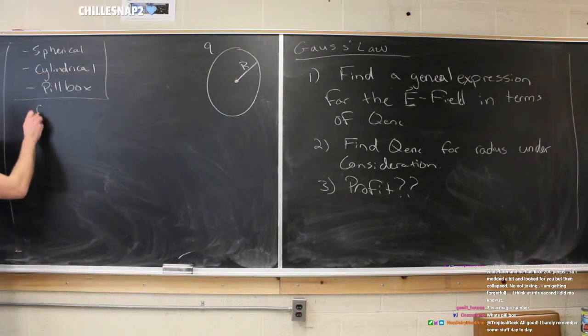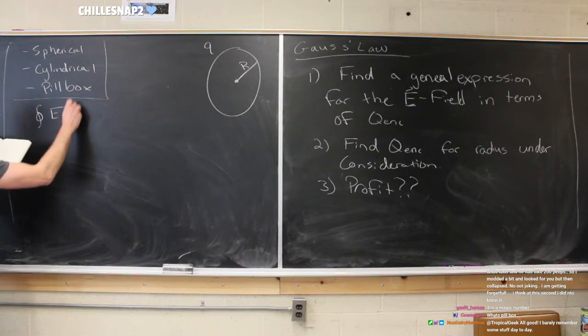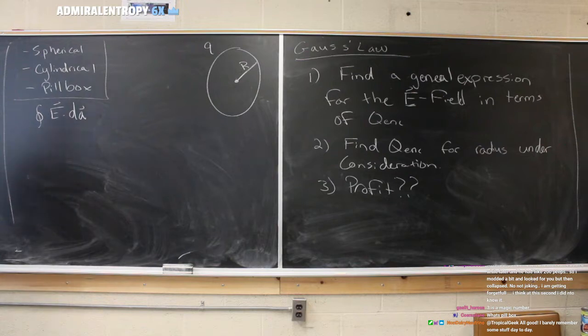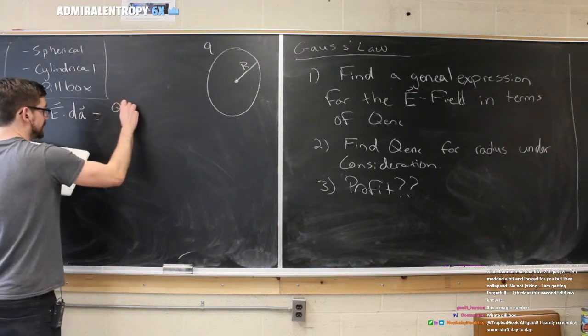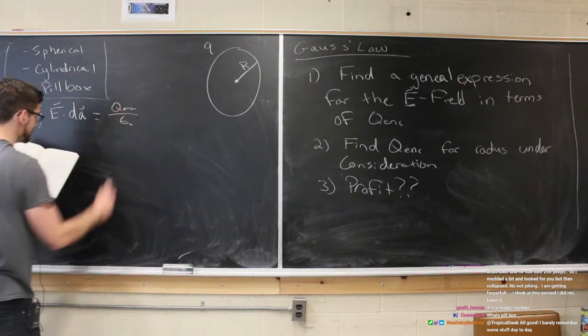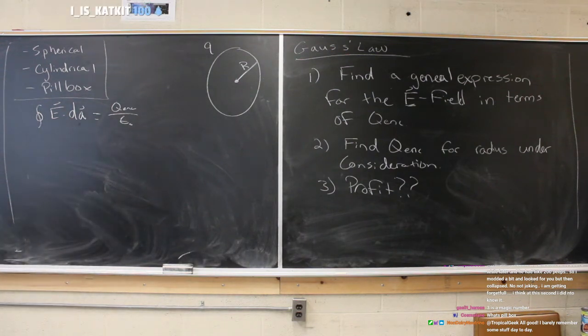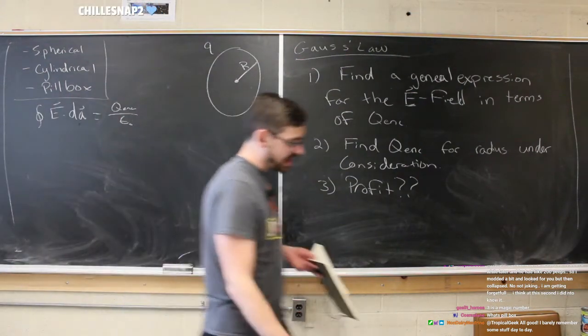We're going to start with our Gauss's law. The surface integral of E dot dA is equal to Q enclosed over epsilon naught. It's very important that you remember that this is always going to be the surface of the Gaussian. Remember flux: flux is the measure of how much electric field is going through a surface, right?